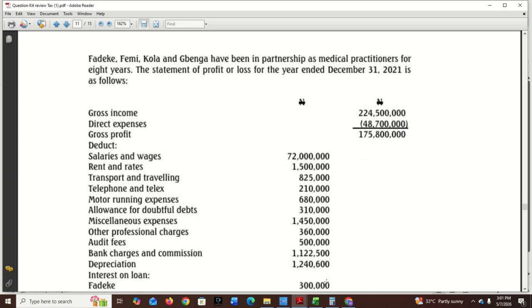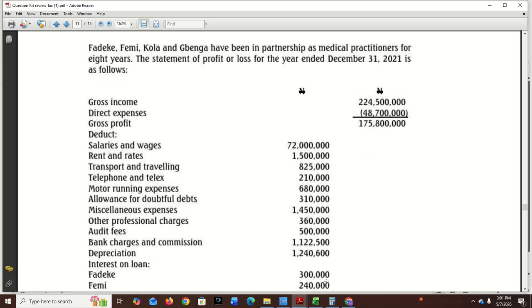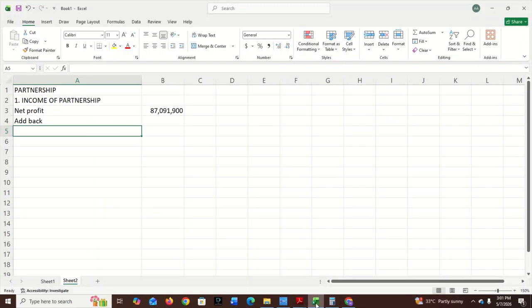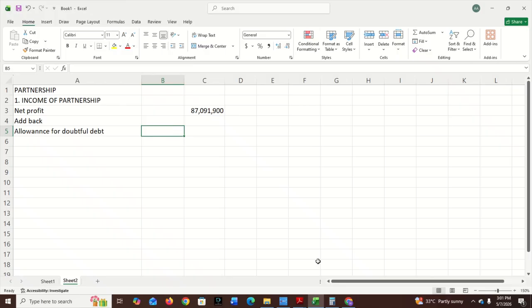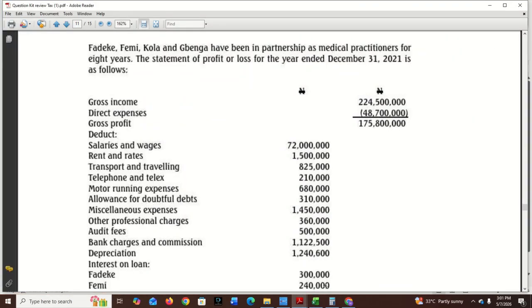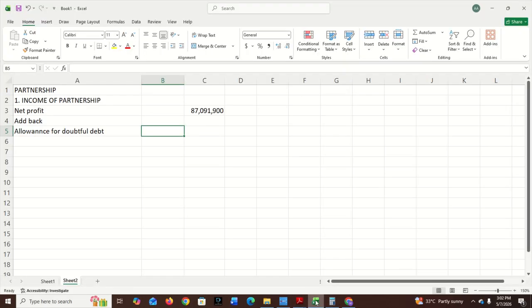Transport and traveling, telephone is allowed. Running expenses allowed. Allowance for doubtful debt, provision for bad debt, is not an allowable expense. So add back allowance for doubtful debt. Let's have 2 Naira columns so we can do it that way. Allowance for doubtful debt is 310,000.